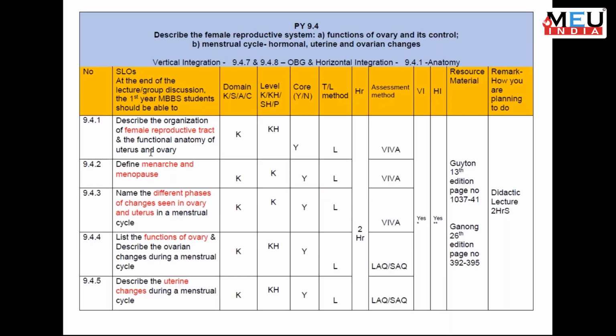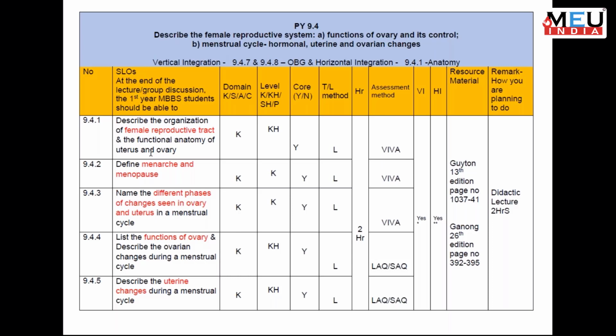Moving towards 9.4, the competency is describe the female reproductive system, and the subparts are function of ovary and its control, menstrual cycle, hormonal, uterine, and ovarian changes. So the first SLO, describe the organization of the female reproductive system and functional anatomy of uterus and ovary.